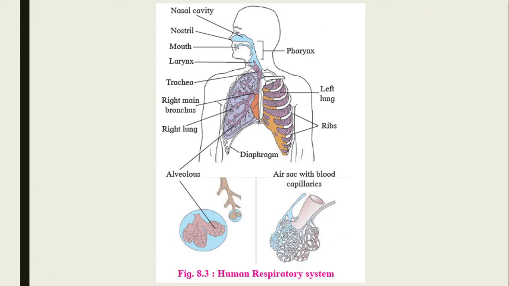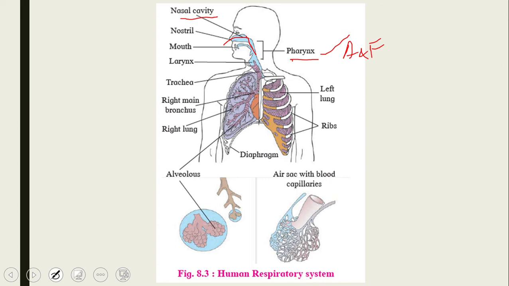Now here you can see there is the mouth, above that there is the nose. In the nose, the nostril is there, and then it is leading to the nasal cavity. From nasal cavity it is going into the pharynx. Now this pharynx is a common passage for the air and food. Okay. Now from the pharynx it leads to the larynx.